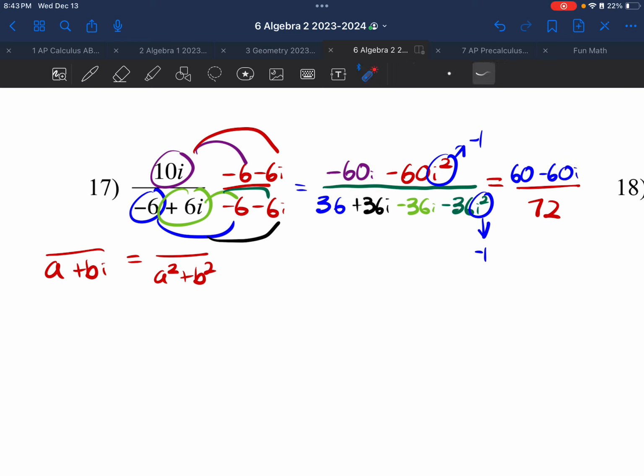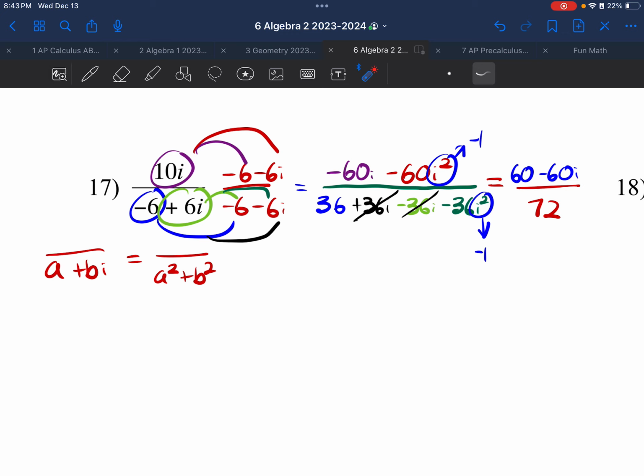And in the denominator, watch what happens. I have a positive 36i and a negative 36i. These are opposites, they cancel out. And notice that a negative 1 times a negative 36 is a positive 36, and this is going to be 36 plus 36, which is 72, as I predicted in the shortcut.